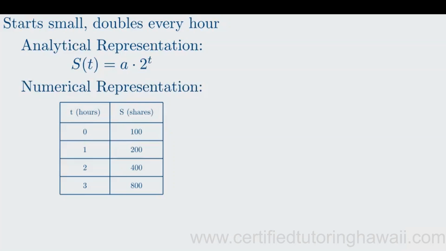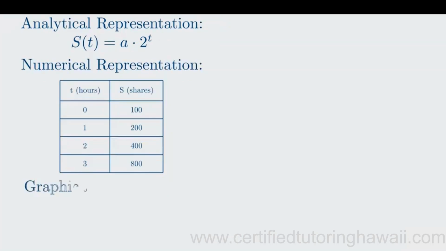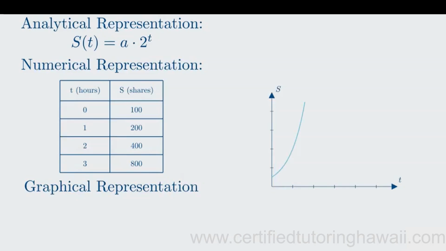Notice the covariation. As time increases by equal steps, the number of shares increases by a factor of 2. This is a specific pattern of change. Graphically, this looks like a curve that gets steeper and steeper. The rate of change is not constant, it is increasing. If we want to predict how many shares there will be in 10 hours, we use the model to extrapolate.